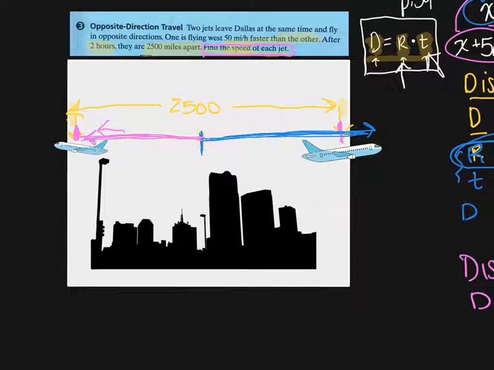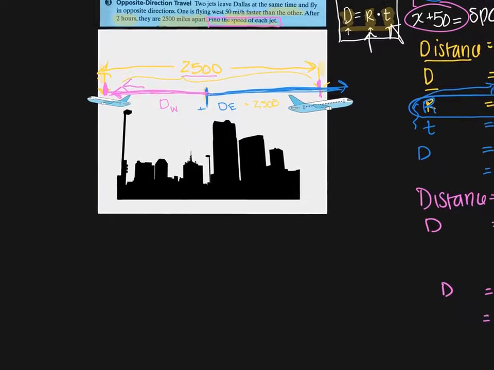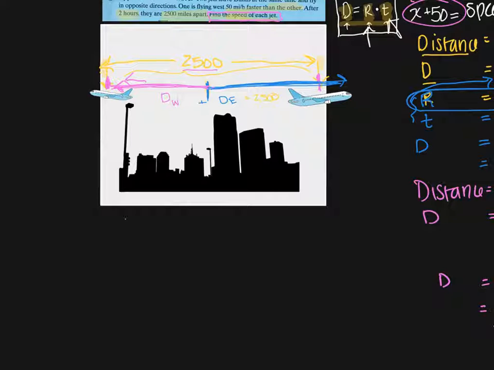And so the total distance, this total 2,500, is the distance of my westbound jet plus the distance of my eastbound jet. That ends up equaling this 2,500. The 2,500 is this whole part. So I've got to look at this problem as a distance problem. So I have to set my distance of my westbound jet, add to that the distance of my eastbound jet, and then hopefully I will get this 2,500 because they're going in opposite directions. They're not going along the same path.